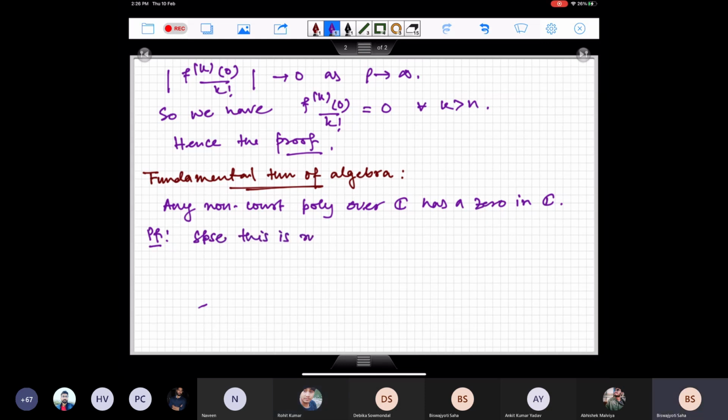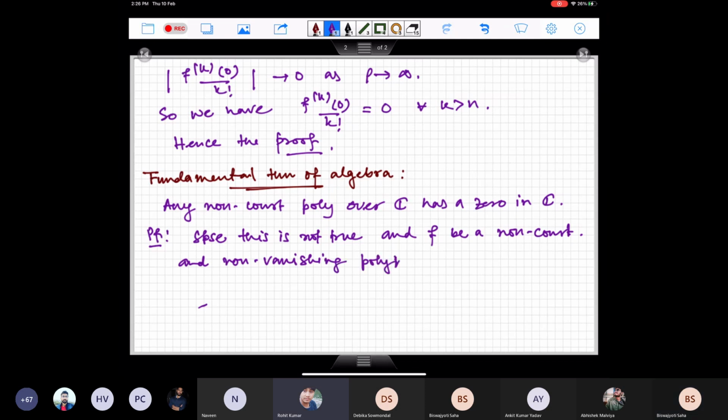This is not true, and f be a non-constant and non-vanishing polynomial over C. So I take a non-constant and non-vanishing polynomial over C, and then I am going to get a contradiction. Okay, so that is, what do I have? f of z is not equal to 0 for all z in C.